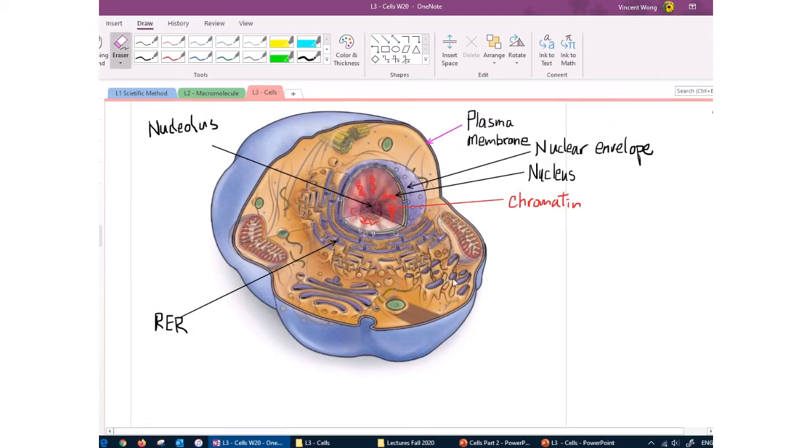Over here we have the smooth ER. Right? The smooth ER is usually a little bit away from the nucleus, and they don't have the ribosomes on them. Okay, and so smooth ERs are responsible for lipid synthesis, like steroid hormones. They are going to help with the detoxifying process, as you will find in the liver cells, for example.